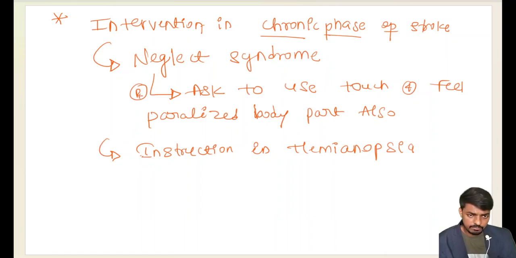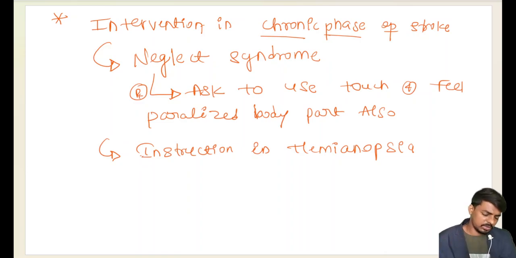Okay. So in the chronic phase, if the patient is having complete negligence of one side, say she is having a left side stroke, the patient is completely neglecting the left side of the body. In neglect syndrome, the paralyzed part of the body the patient will completely neglect, and he will not use that body part for anything. That is what we call neglect syndrome. So with a patient with neglect syndrome, we will ask the patient to use the paralyzed part, and ask the patient to touch and feel the paralyzed body part also, because he should know that half of the body is still intact and his own.